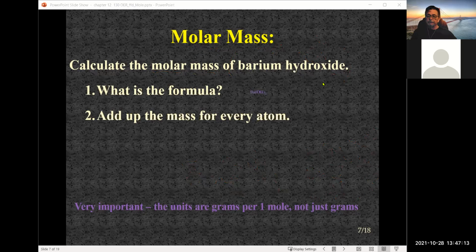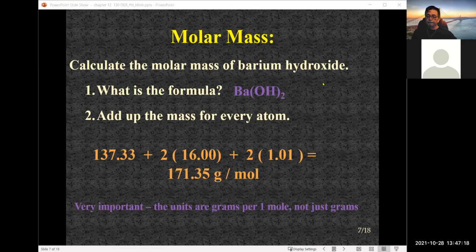And let me write this in here. So here's the formula that we came up with, and then we add up all the atoms and their atomic masses, okay? And we come up with 171 grams per mole. And that is the molar mass for barium hydroxide. Now, can you tell me how many grams of barium hydroxide I have to weigh to get 1 mole of barium hydroxide molecules?